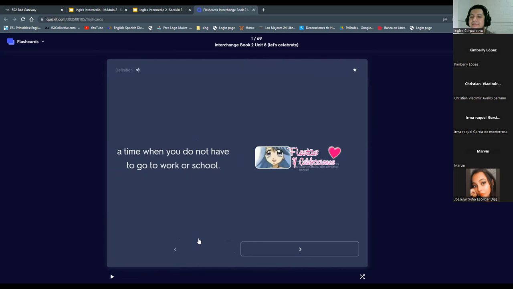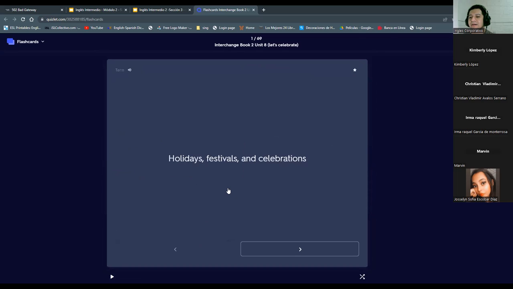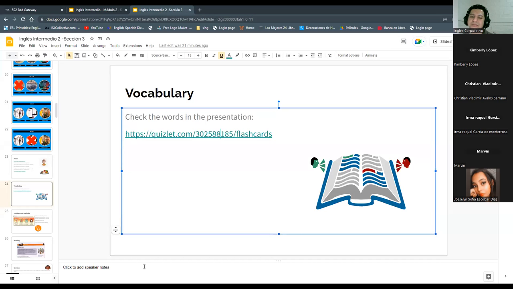And the last one is a time when you don't have to go to work or school. That is holidays, festivals, and celebrations. So that would be like vacation, right? Holidays. So that would be some of the vocabulary that we're going to study.